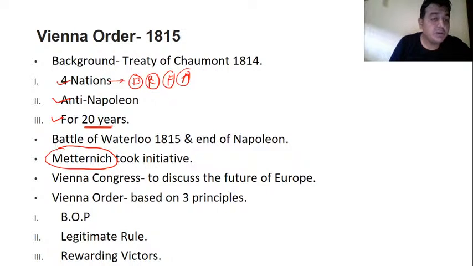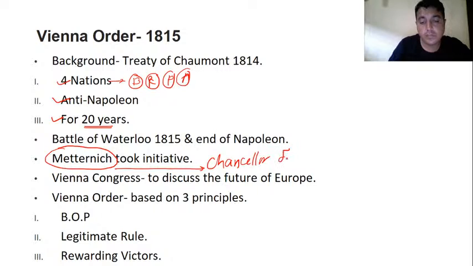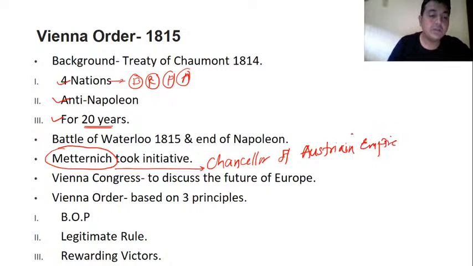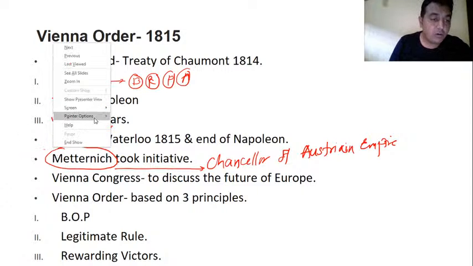There are few people who had a long-lasting impact over the world, and Metternich was one of them. Who was Metternich? Metternich was a chancellor of Austria. Chancellor of Austria means basically Prime Minister of Austria or the Austrian Empire. So what was basically this idea of the Vienna Order?